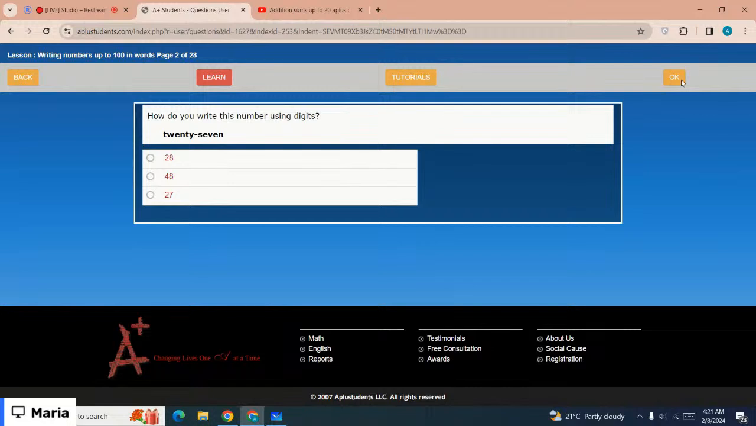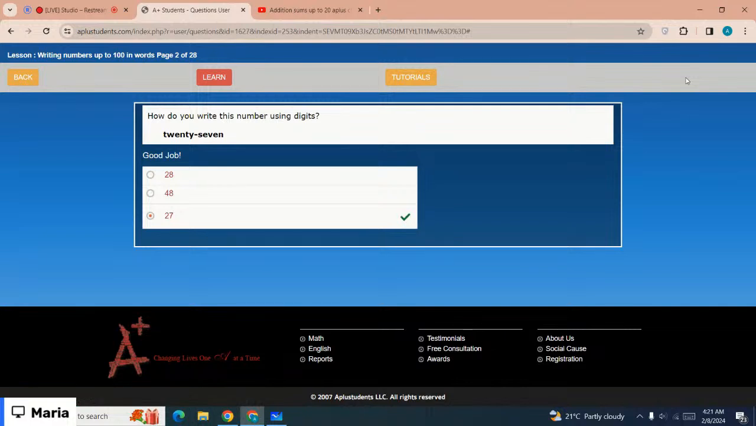How do you write this number using digits? 27. How do you write? That is 2 and 7, right? 2, 7 makes 27. Got it?